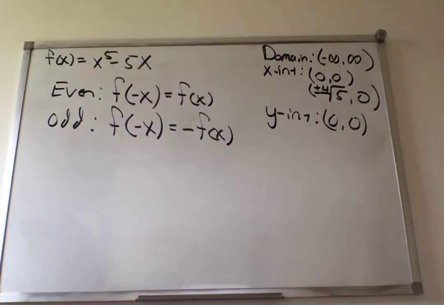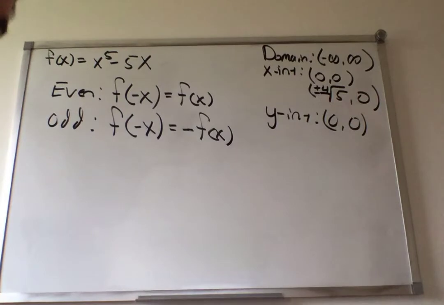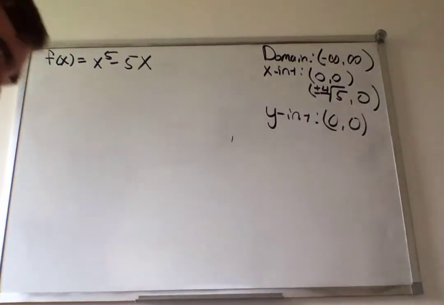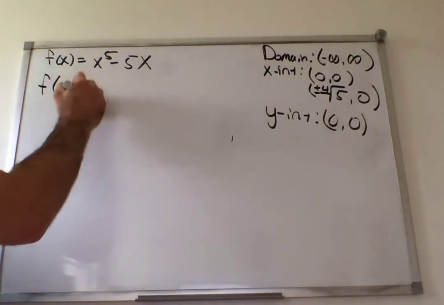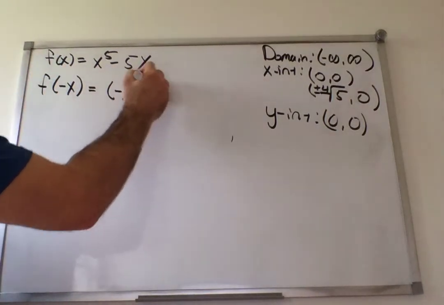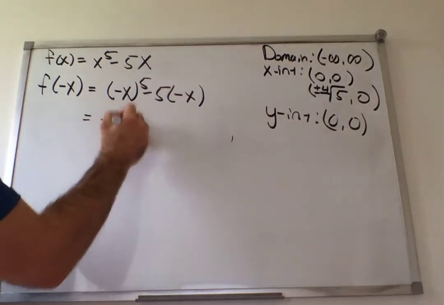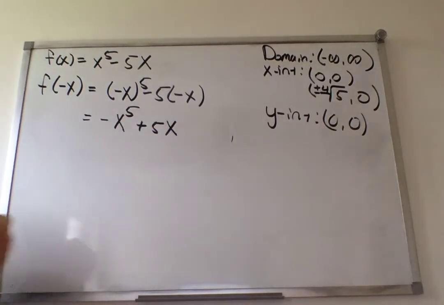Now, not every function has to have symmetry. There are functions that don't have any symmetry at all. So we might not be able to use symmetry to help us draw it. So let's go ahead and check for symmetry in this function. I'm just going to plug in negative x to the 5th minus 5 times negative x. This is negative x to the 5th without the parentheses plus 5x.